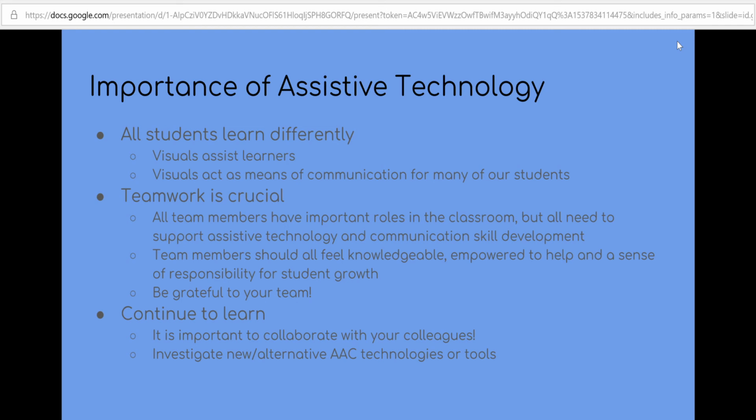I really hope that you found this helpful for your integrated speech therapy, and I hope you're able to use some of these tools in your classrooms and help your team members collaborate and work together on communication and using assistive technology in the classroom with every single student.